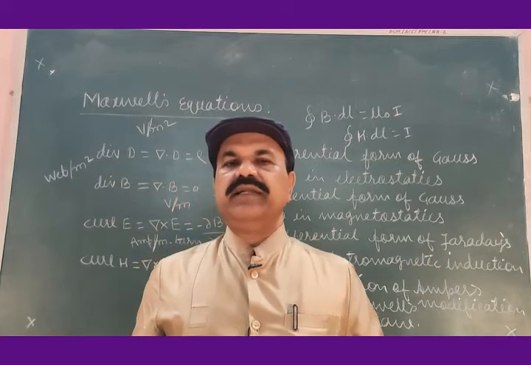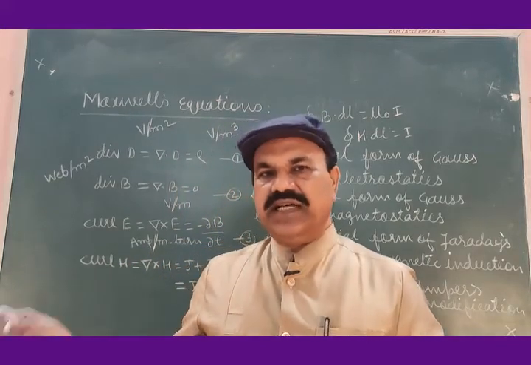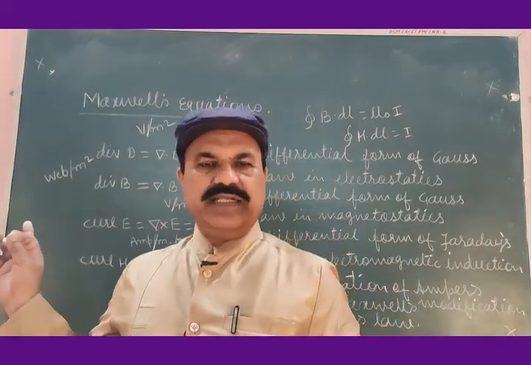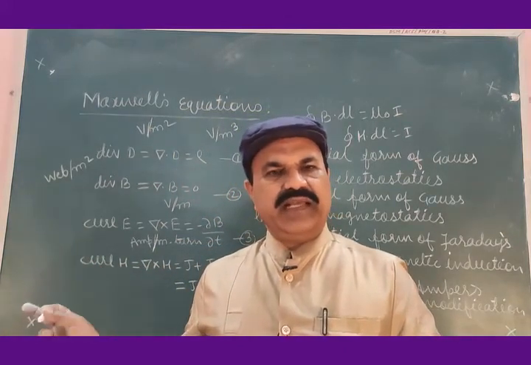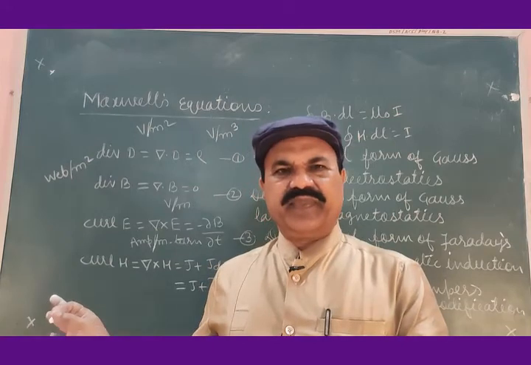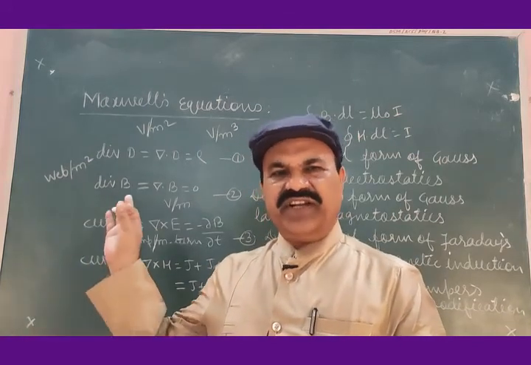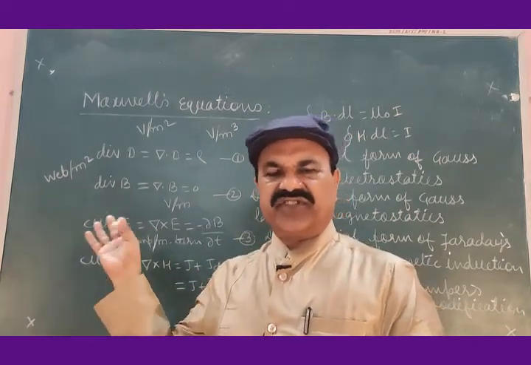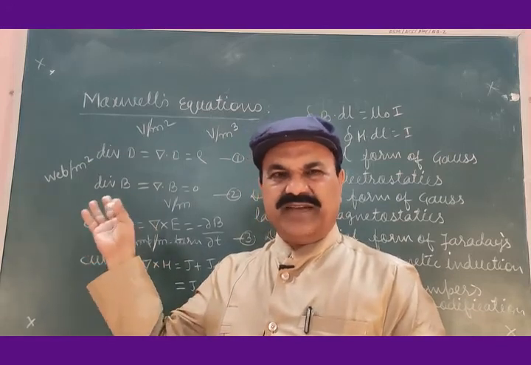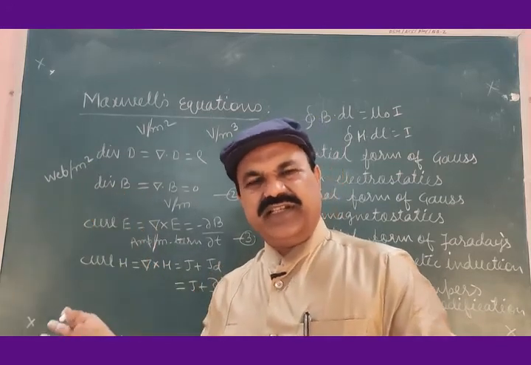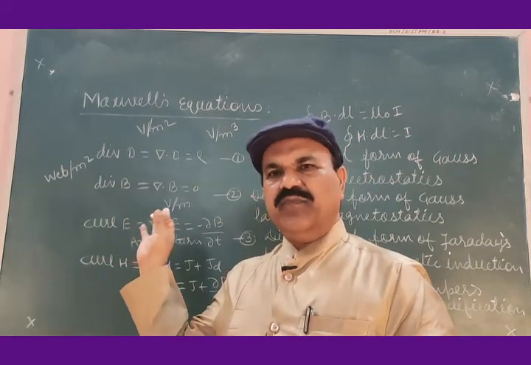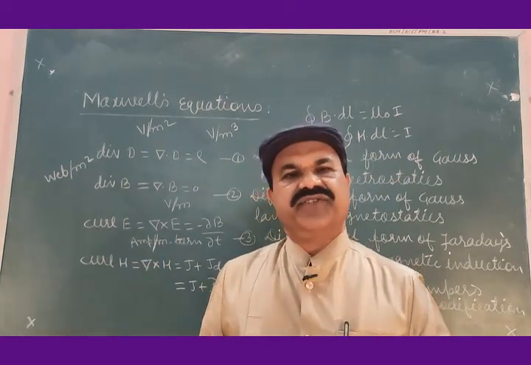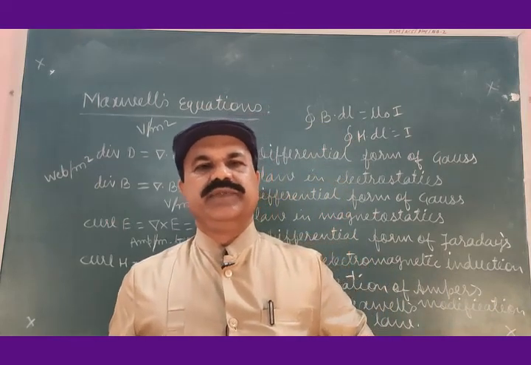So here we complete the article on Maxwell's equations. I wrote the four important electromagnetic equations which we call Maxwell's equations, and I have also explained the different physical quantities used in these equations, the units for measurement of these various parameters, and something more about these Maxwell equations. Hope you got it. Thank you.